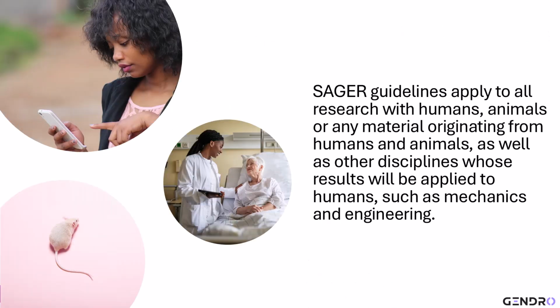Now, I will walk you through the SAGER guidelines with the recommendation, and then I'm hoping that we can open up for a conversation. So the SAGER guidelines apply to all research with humans, animals, or any material originating from humans and animals, as well as other disciplines whose results will be applied to humans, such as mechanics and engineering and technology these days, and artificial intelligence and digital technologies as well.